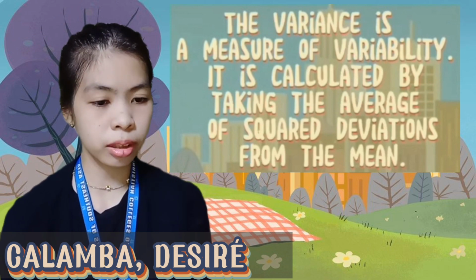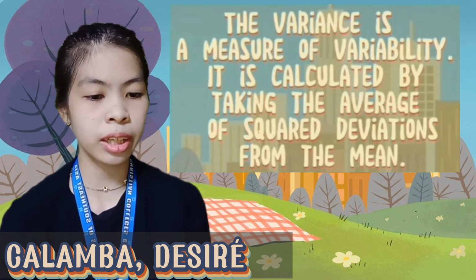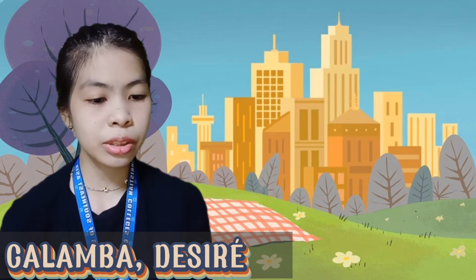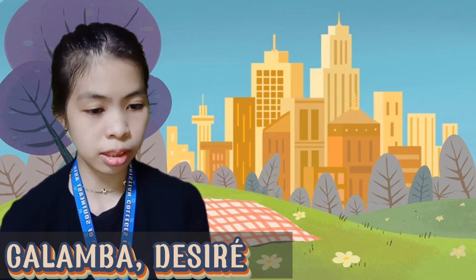Alright, I'm getting the idea of it. The variance is a measure of variability. It is calculated by taking the average of squared deviations from the mean, whereas it tells you the degree of the spread in your dataset.